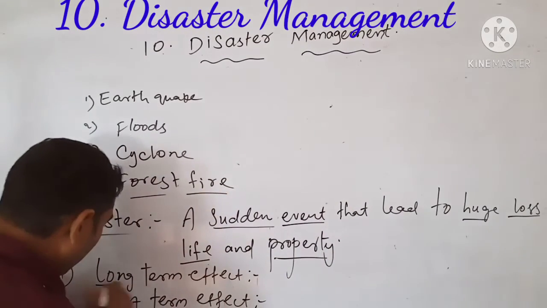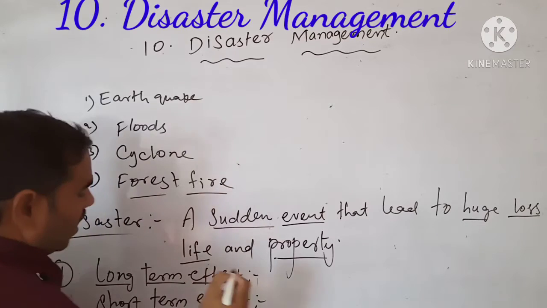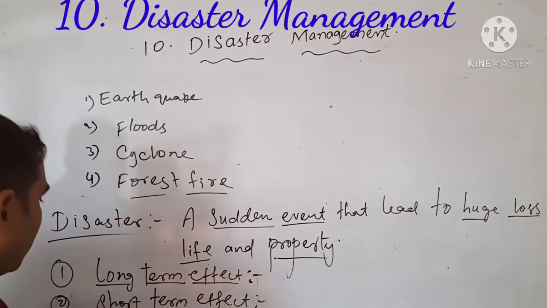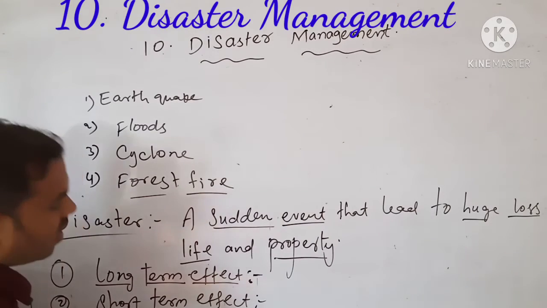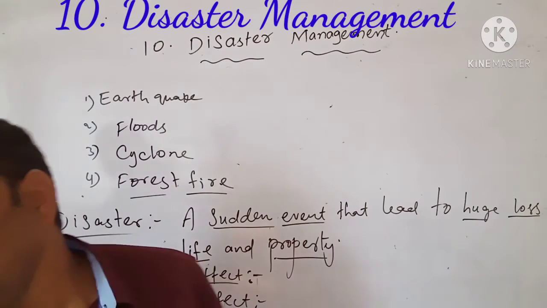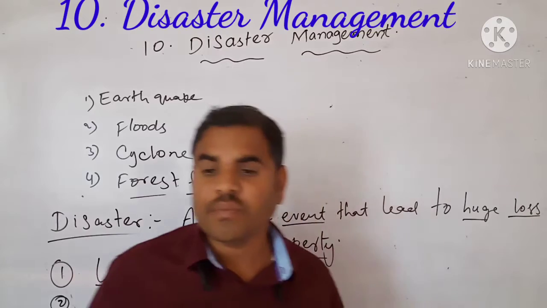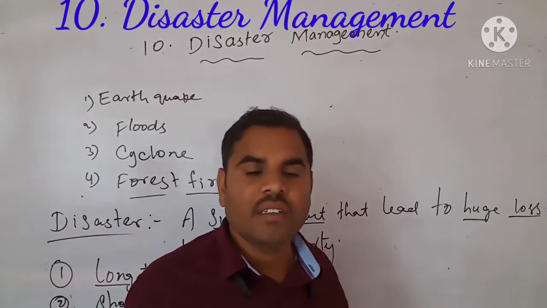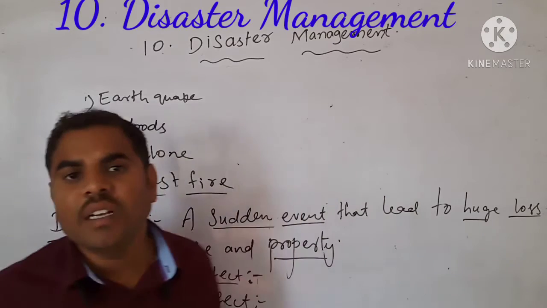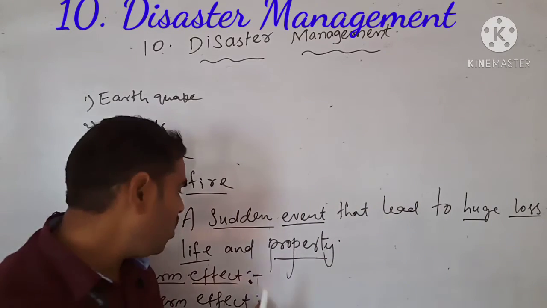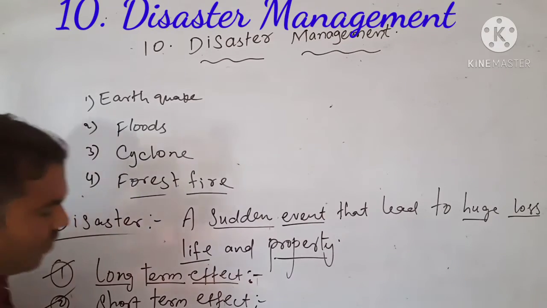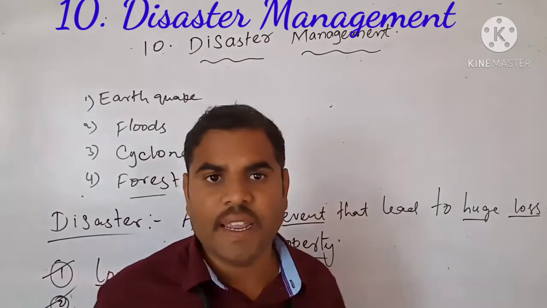It is a long term effect we are getting in some areas. Next, short term effect is also there. Here, short term effect is an earthquake. It is suddenly coming. It is a short term effect we are getting. See, these are the two types of effects in our area.